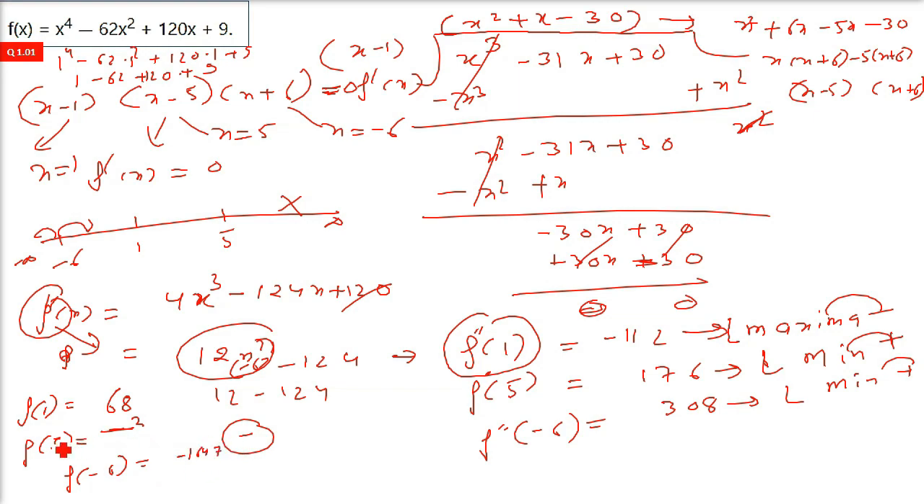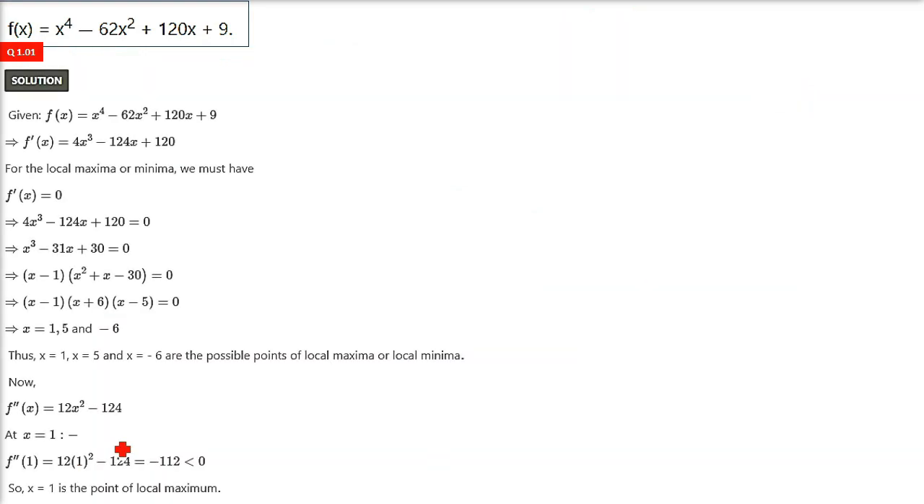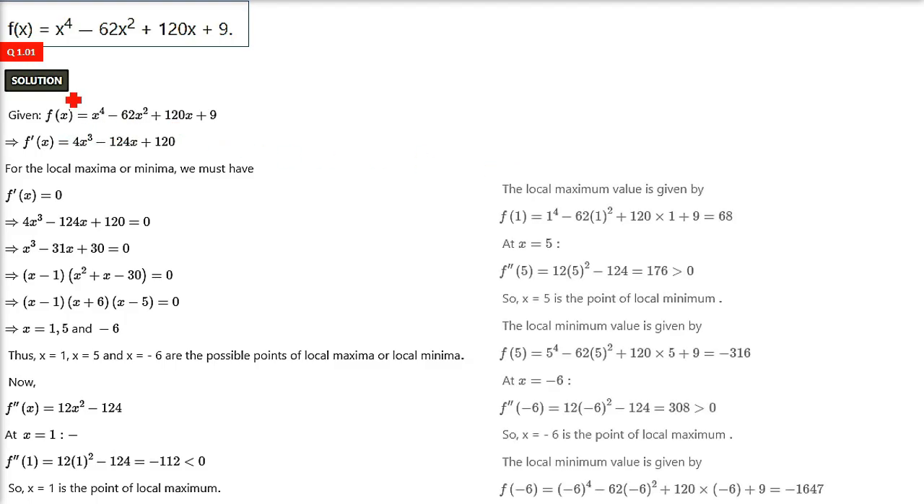For example, f(-6), if you put it, you will get minus 1647. When you place 5, it will be negative 316. So y is equal to f(x), x is 1, 5 and negative 6. And that is how we got the 68, negative 316 and negative 1647. So this is the whole scenario. You can just pause it and have a look, or you can solve it by yourself. This is the whole scenario which we discussed.